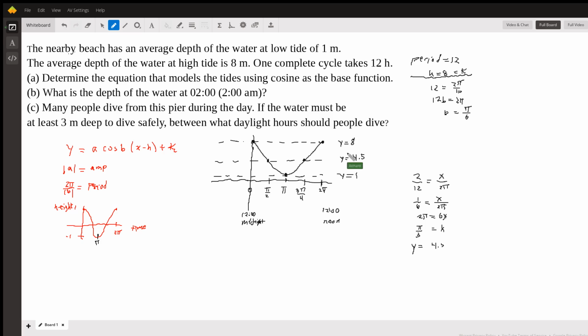The amplitude is 3.5. The amplitude is the distance from the midline to the max, or from the midline to the minimum. So that's going to be 3.5. That's our A. Cosine. We found B is pi over 6. X minus H, which is 0. There's no horizontal shift. And then plus 4.5, which is K.